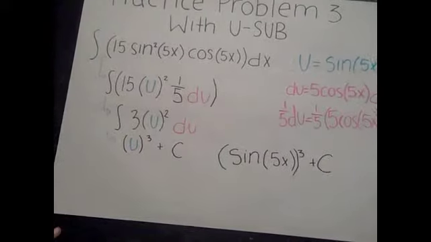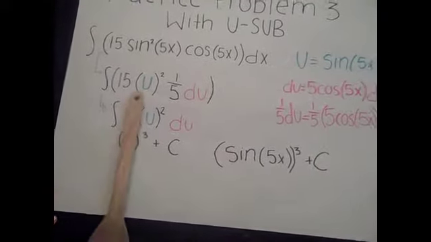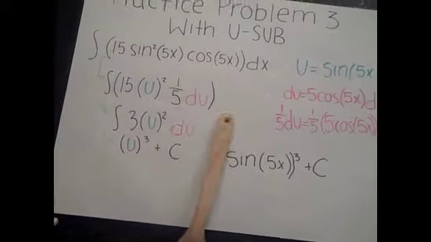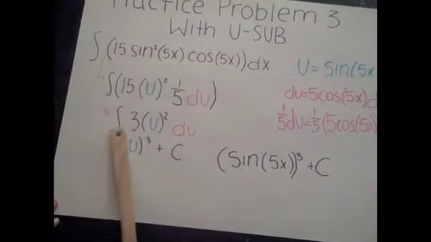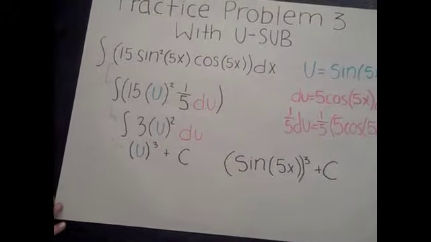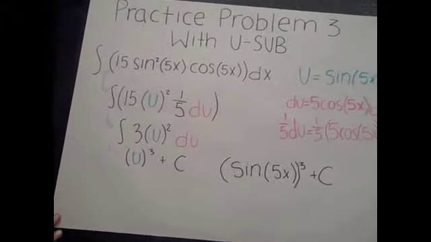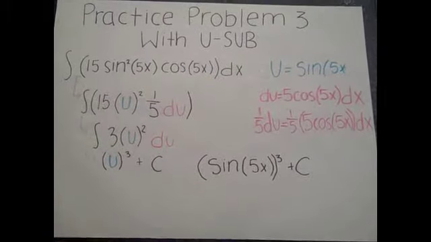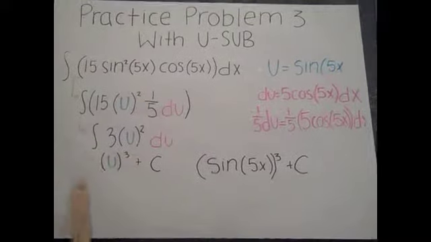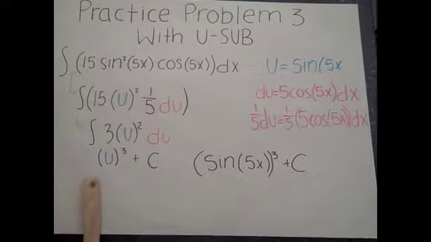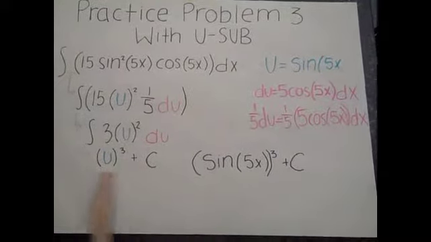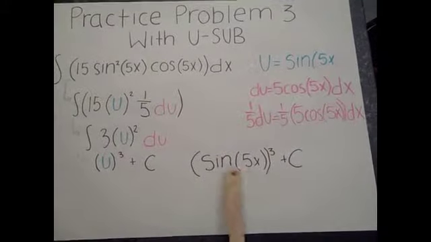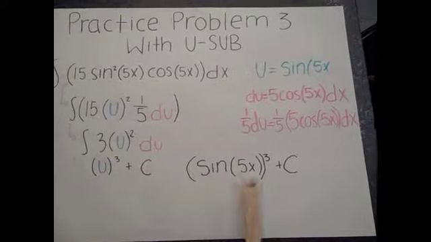At this point, you can return to the original problem and substitute the new parts, resulting in the equation 15 u squared times 1/5 du, and then simplify to 3 u squared du, at which point the integral can be taken. To do this, the exponent is raised by 1, and the coefficient is divided by it, leaving the equation to be u to the third plus c. The final step is to substitute u for sine of 5x, giving sine of 5x to the third plus c.